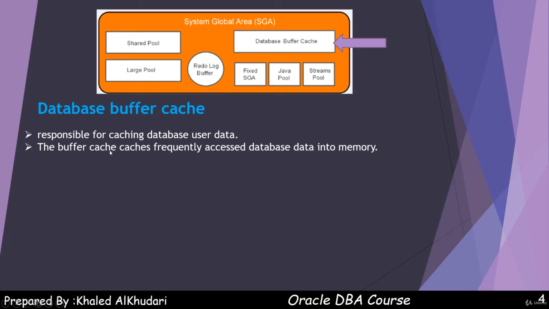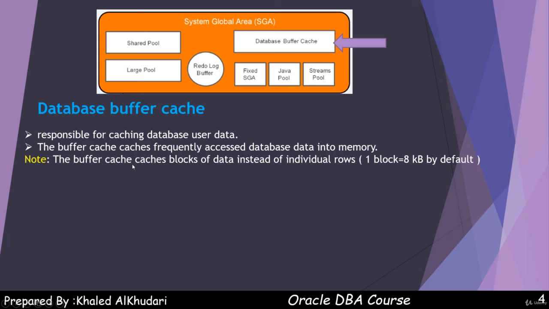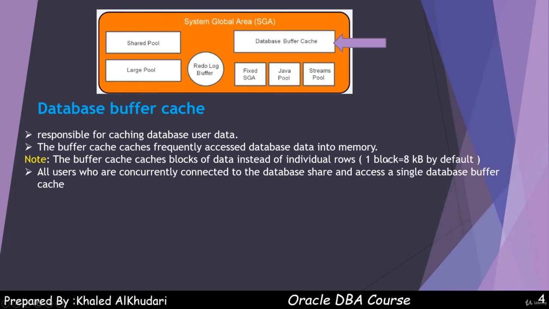The buffer cache caches frequently accessed database data in memory, and this leads to better performance. Note, the buffer cache caches a block of data instead of individual rows. And this is very important, and we will understand the meaning of data blocks, because this is the smallest unit of storage in the Oracle database. Each block equals 8 kilobytes by default, and we can change this value, and we will talk about this later.